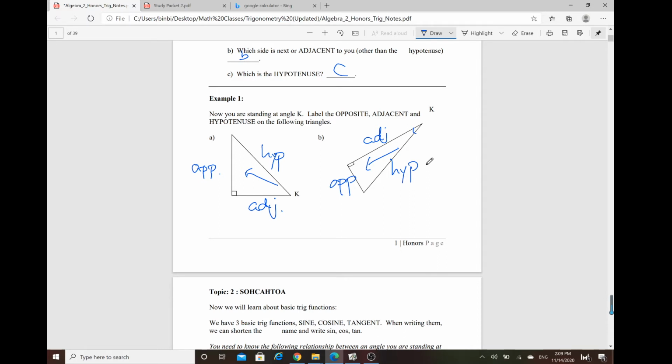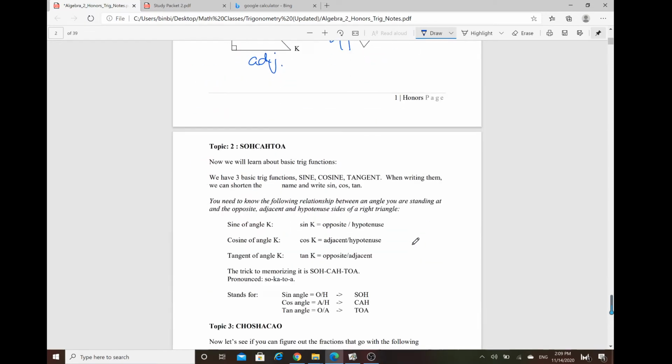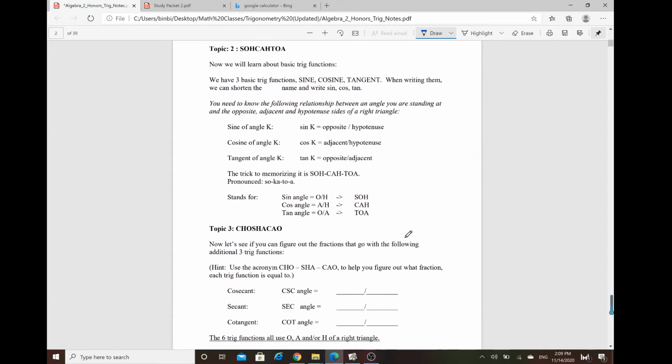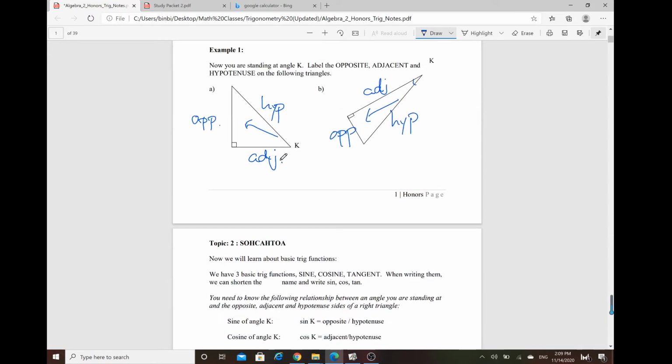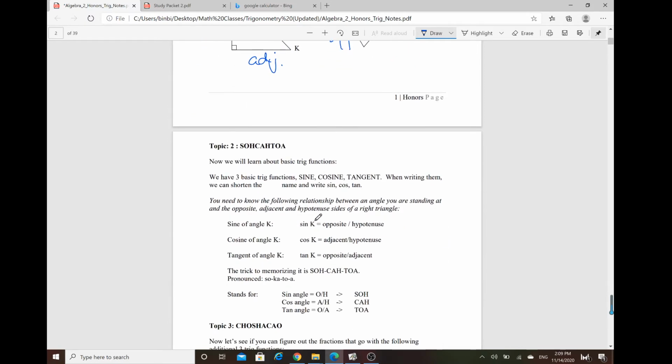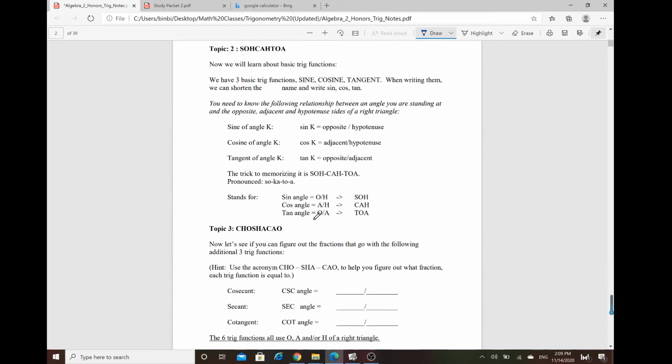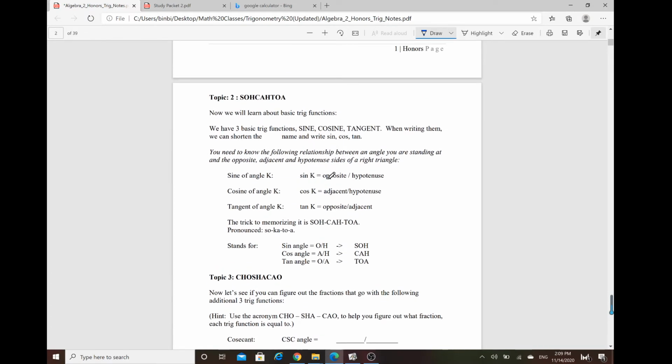Okay, now let's look at the other one down at the bottom of this page. Now you have all the basic structure of the right triangle: the base angle, adjacent, opposite, and hypotenuse. Next, we want to go through the concept of SOHCAHTOA again. We know that sine of angle K is opposite over hypotenuse. Cosine of angle K is adjacent over hypotenuse. Tangent, just abbreviations, is opposite over adjacent.